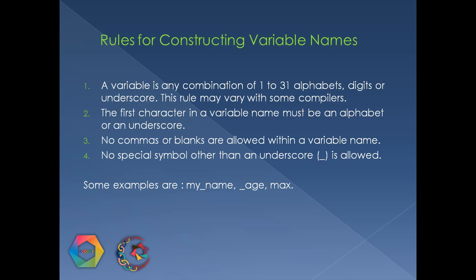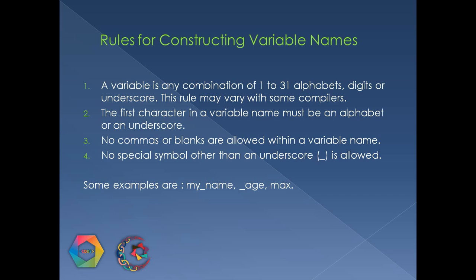The rule number four is that special symbols other than an underscore are not allowed. Now what is meant by that? Well, we can only use the underscore sign in our variable names. Let's say you want to use the and sign, star sign, percentage sign, or at the rate sign. You cannot use them. You can only use one special character, which is an underscore. Now some valid examples can be my_name, and then _age or max.